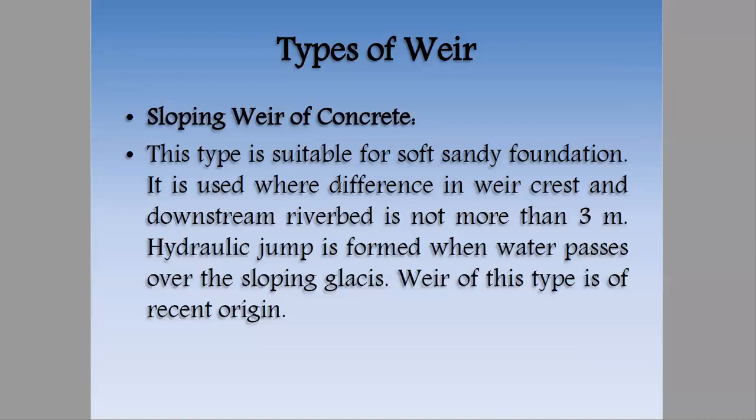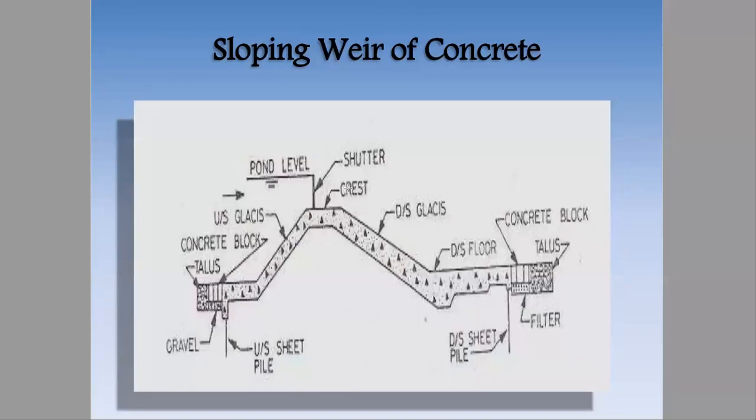Okay, second one is we cannot use this for a difference between river bed and weir crest higher than 3 meter. We cannot use it for a difference of downstream river bed and weir crest more than 3 meter. That is approximately 10.5, sorry, 11.5 feet. So you cannot use more than that. And these types of weir are of recent origin, means it is newly practiced.